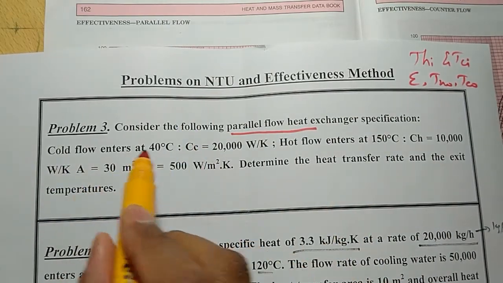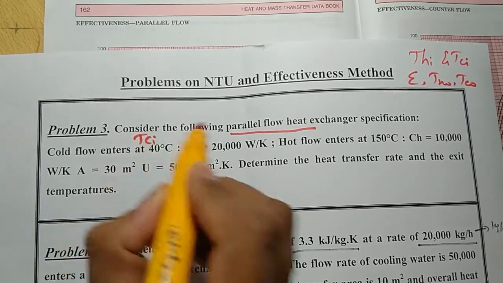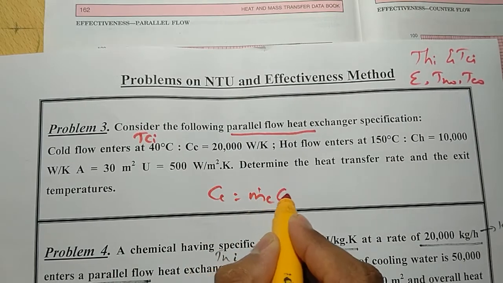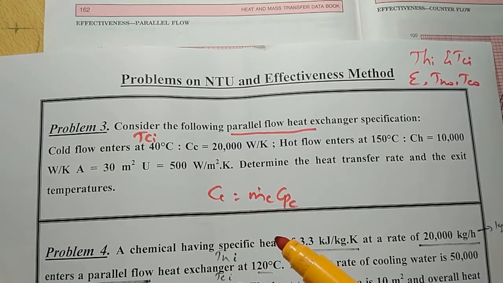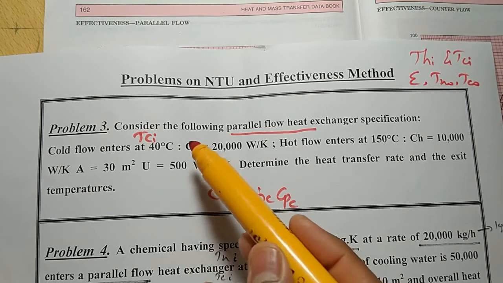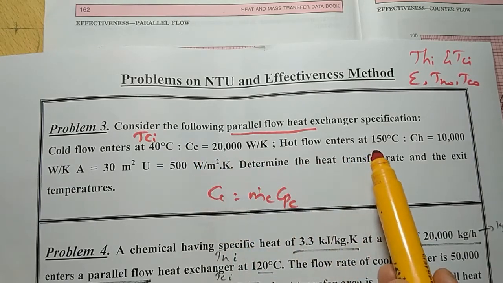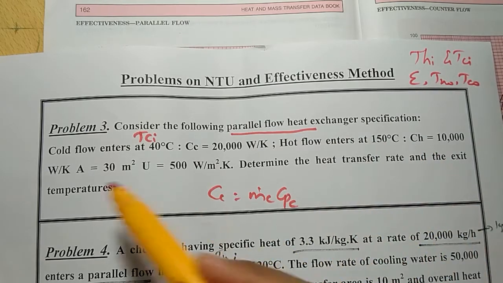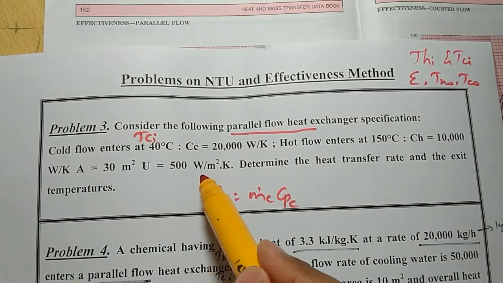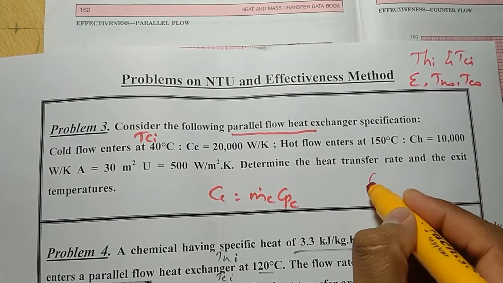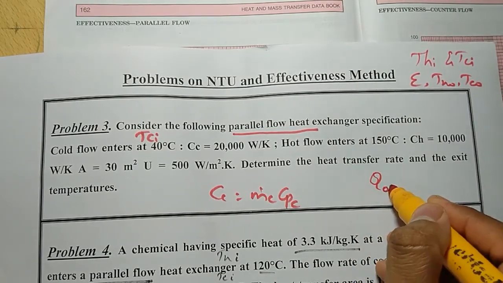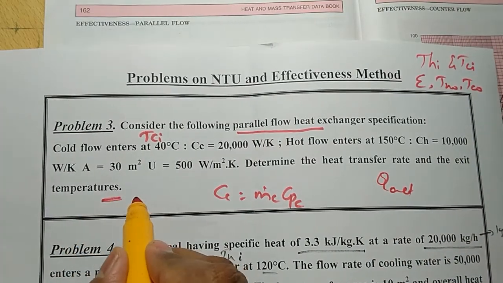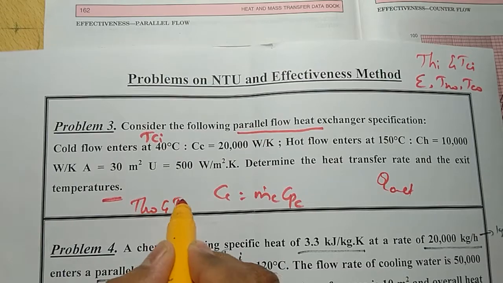Cold fluid enters, this is the TCI, and CC is given. CC means m dot C CPC. There is no need to multiply everything, in the problem itself the CC is given. In the same way for the hot fluid, THI is 150 degrees centigrade and CH, m dot H CPH, is also given. Area and U are given. Determine the heat transfer rate, that is Q actual, and the exit temperatures TH naught and TC naught.